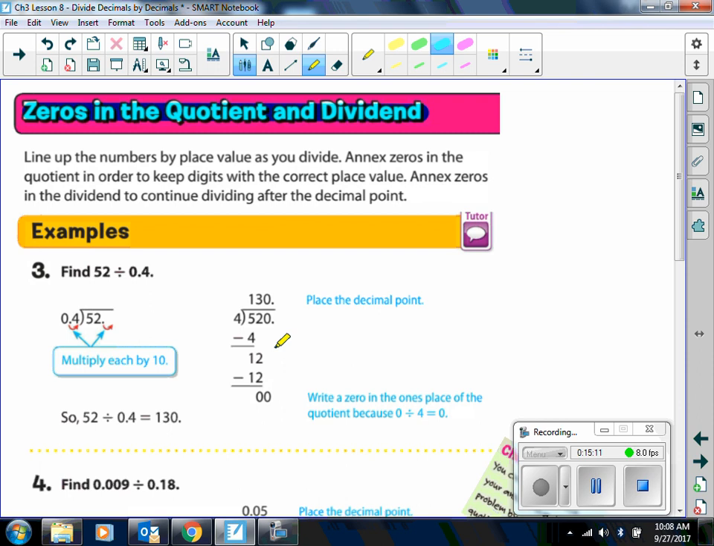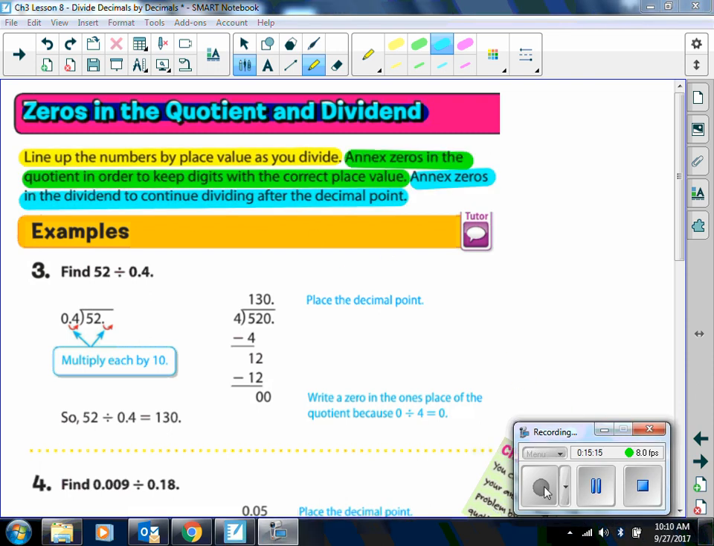Okay? So, what are we going to write down up here? You're going to have to write the whole thing. So you're going to line up the numbers by place value as you divide. And you're going to annex the zeros in the quotient in order to keep digits with the correct place value. And then finally you're going to annex zeros in the dividend to continue dividing after the decimal point.